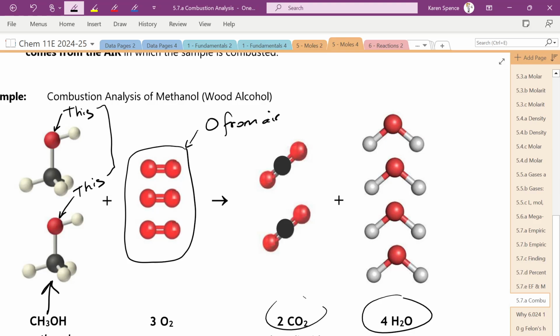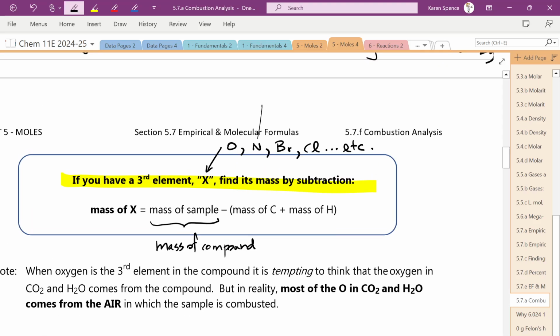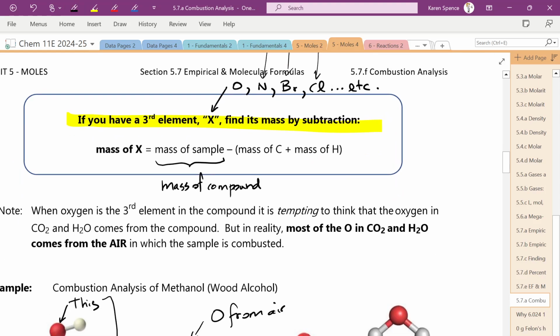Yes? So just treat oxygen like any other nitrogen or bromine or chlorine or whatever else that you wouldn't be tempted to do that for, and just do the subtraction. Okay? Mass of the sample minus carbon minus hydrogen, and then you get whatever's left over.